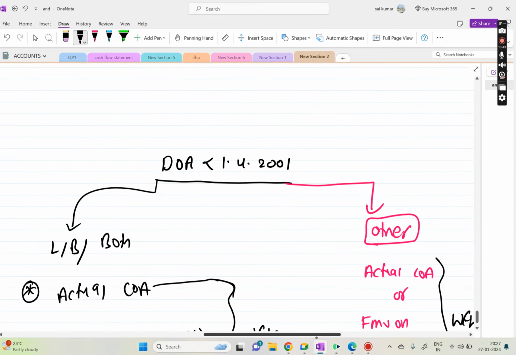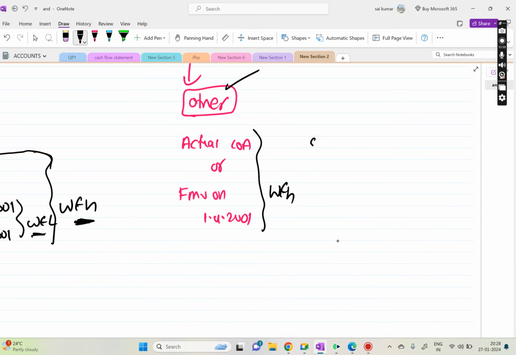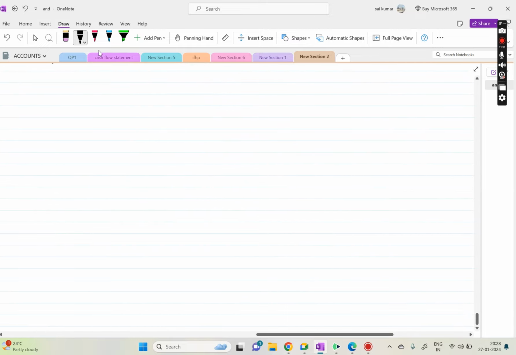We have discussed two points for land and building or both, but whatever we are discussing about unlisted shares, it won't come there. It will come under the others. Others actual cost of acquisition is 0. FMV on 1/4/2001 is 50, whichever is higher, 50. So we will take the cost of acquisition 50. Now let's do indexation for this.